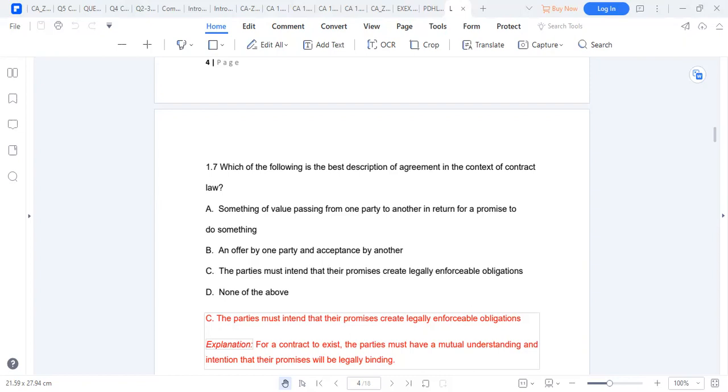Each of the statements A, B, and C reflects an important part of contract law, so D does not give an accurate answer. In this context, which of the following best describes the agreement in the context of contract law? The answer is C: parties must intend that their promises create a legally enforceable obligation. All these three are valid, but the most valid is C, where as you're entering, you must understand that there are legal implications.